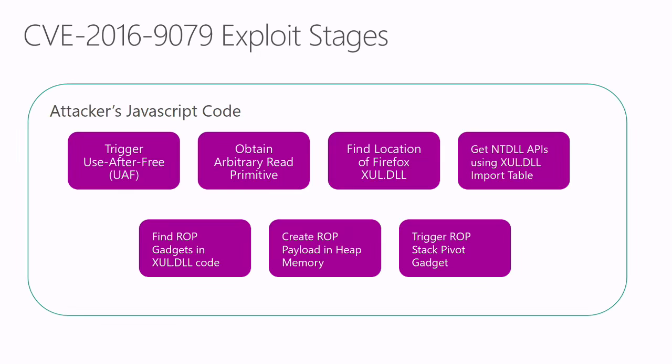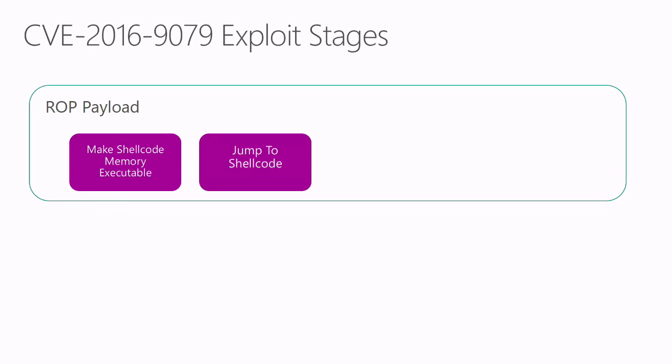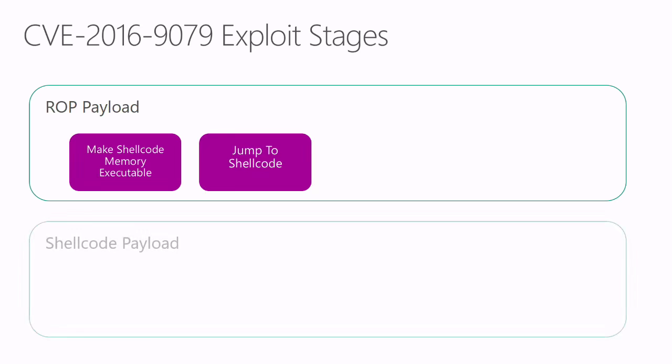So this is all happening in JavaScript in your web page. When that stack pivot is triggered, we're now executing the ROP payload that the attacker has filled in. It's going to start invoking some APIs that they found from NTDLL, which are designed to make memory in the process executable, because by default with DEP, your heap data is not executable. Once it is executable, then they can just jump into that shellcode and do whatever they want.